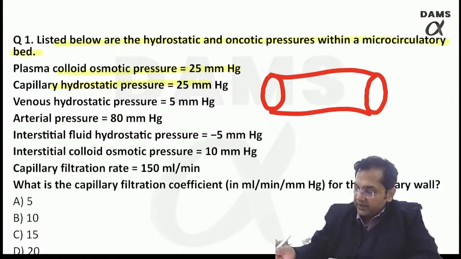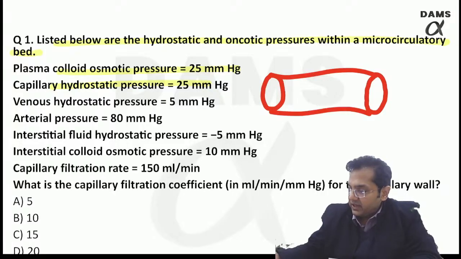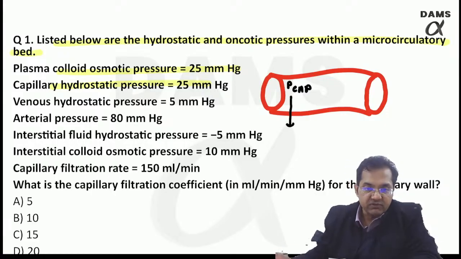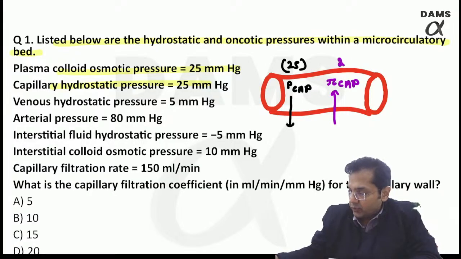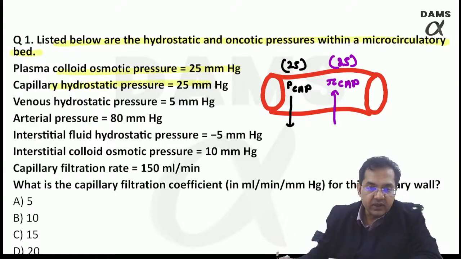Now please look at the directions once more. Most of you should know about it. We have the hydrostatic pressure in the capillary. Remember, it is a pushing pressure. It is pushing the fluid out. What is the value? I have given you 25, so I'll write 25 over here. Then we have the oncotic pressure in the capillary, which is trying to pull the fluid back. Again, what value is given? 25, right? Millimeters of mercury are all the values.